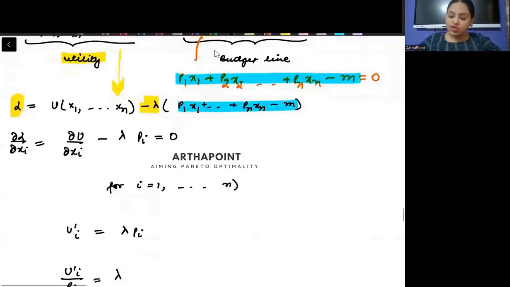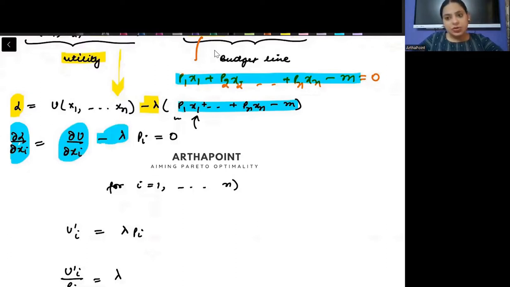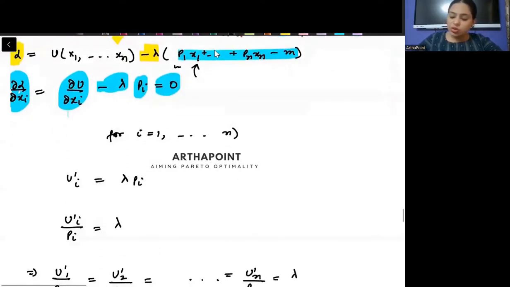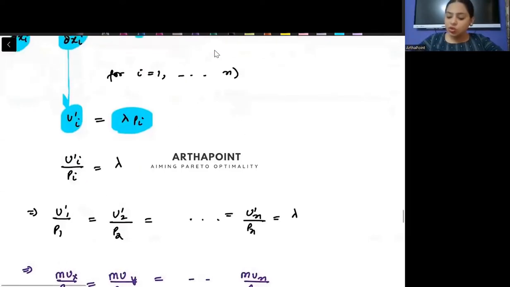Now beta, what will you do? Differentiate it with respect to each x: x1, x2, x3, xn. I've just written a general xi. So it will be del u by del xi minus lambda, and if I'm differentiating with respect to x1, I will get p1; with respect to x2, I will get p2; with respect to xn, I will get pn. So this is simply pi equal to 0. When you solve this, you will get u dash i, that means differentiating u with respect to that xi, equal to lambda pi. So you will get u dash i by pi equal to lambda.